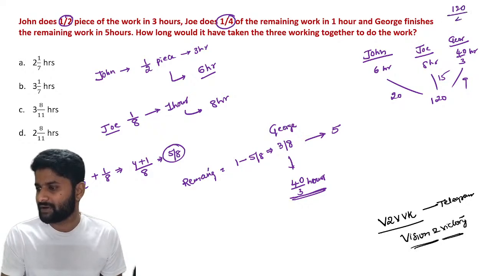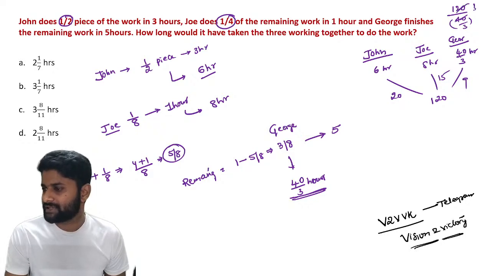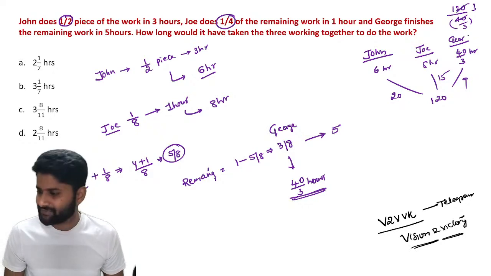So 120 divided by 40/3. This is the way you have to find the efficiency. Let's go for 3 times 3 into 3 is 9. So we got that efficiency.